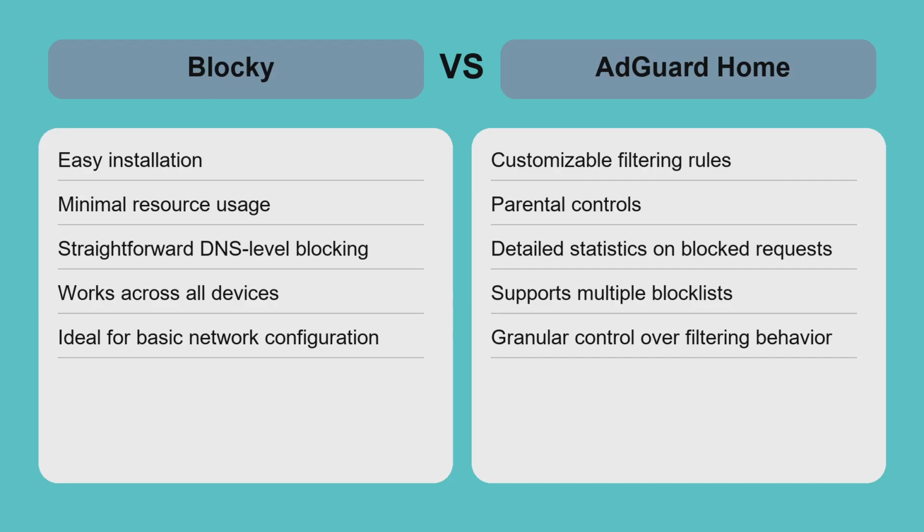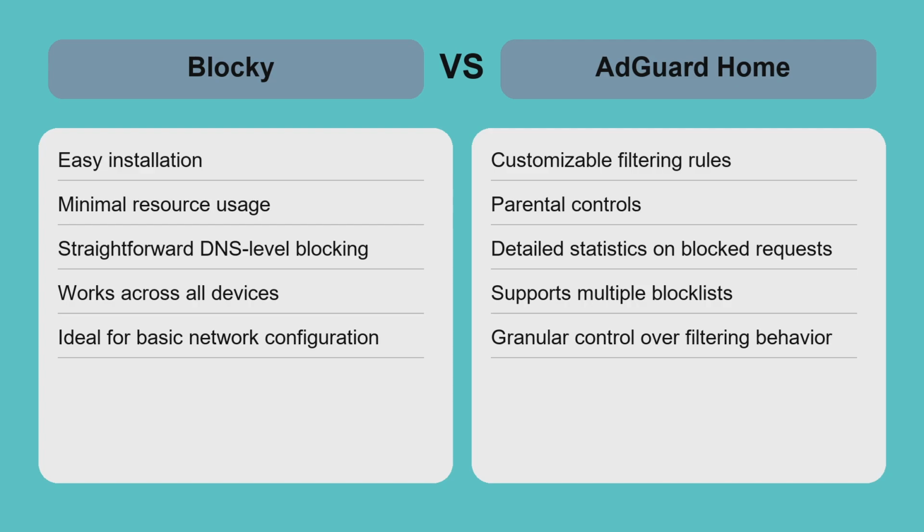Blocky and AdGuard Home both block ads at the network level but cater to different needs. Blocky excels in simplicity, using DNS filtering with low resource consumption, making it perfect for users seeking a lightweight set-and-forget solution. AdGuard Home, on the other hand, offers a broader range of features including parental controls, detailed analytics, and customizable filtering, which is ideal for users wanting deeper control and insight into their network's traffic.